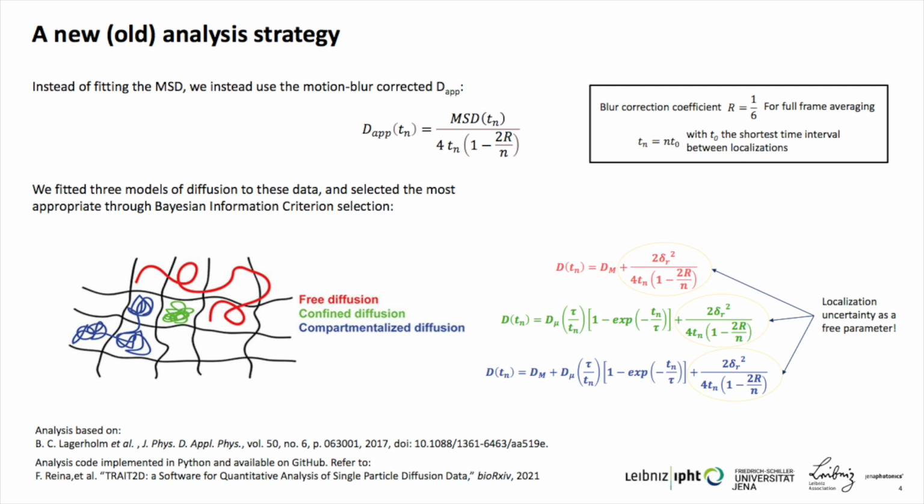One is free diffusion, in which the particles move in an unrestricted way on the surface. The second one is the confined diffusion, in which the particles can only diffuse within a certain area of the cellular membrane. And the third one is the compartmentalized diffusion, where the particles are only transiently confined and then jump from one compartment to the other on the cellular membrane. The most appropriate model to describe the diffusion is then selected through minimization of the Bayesian information criterion.